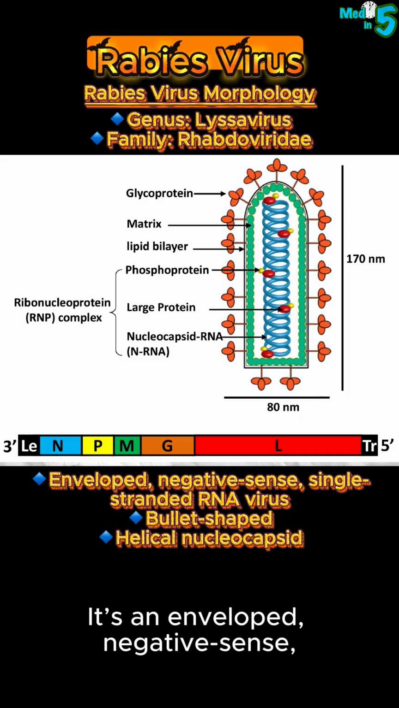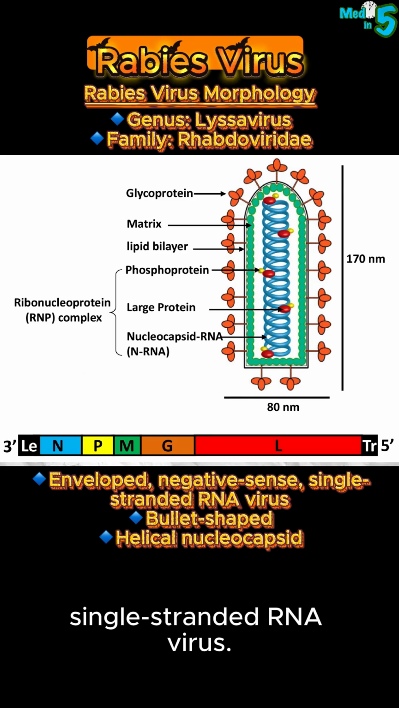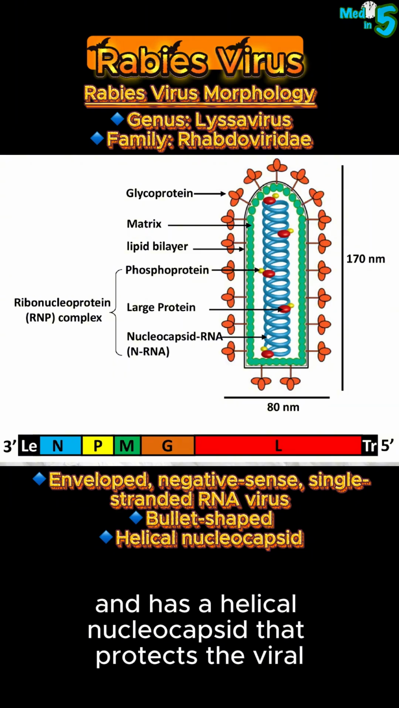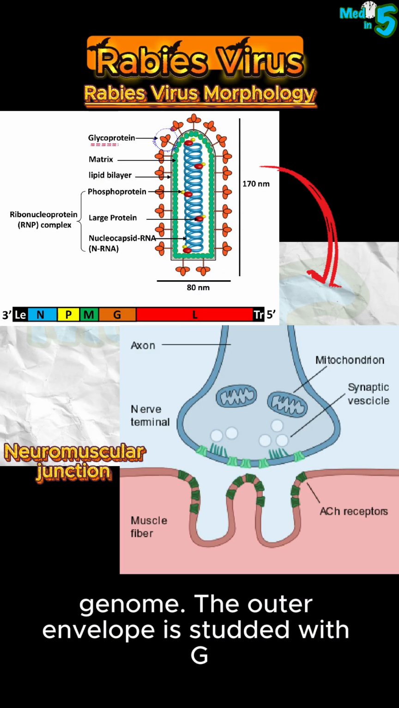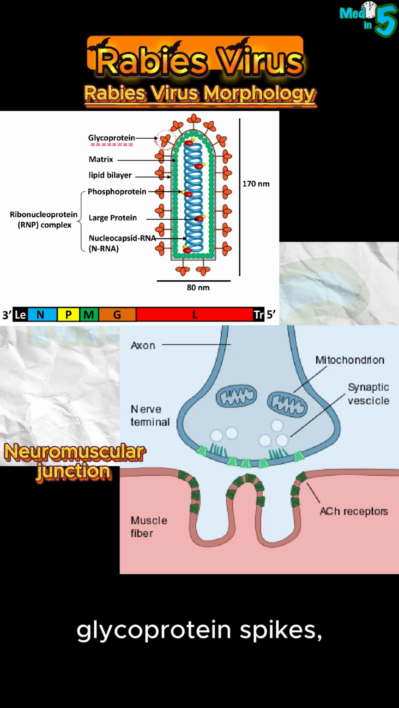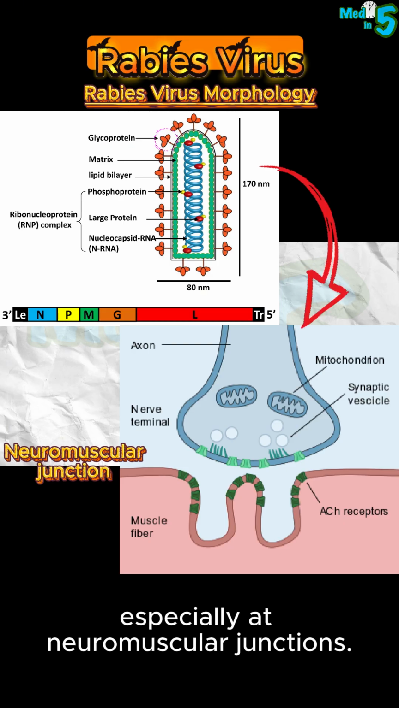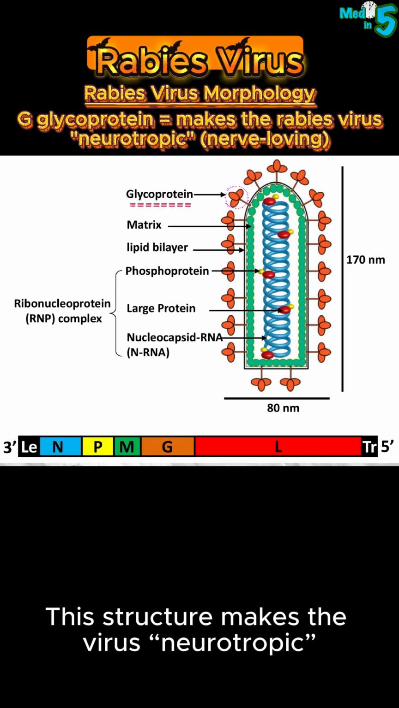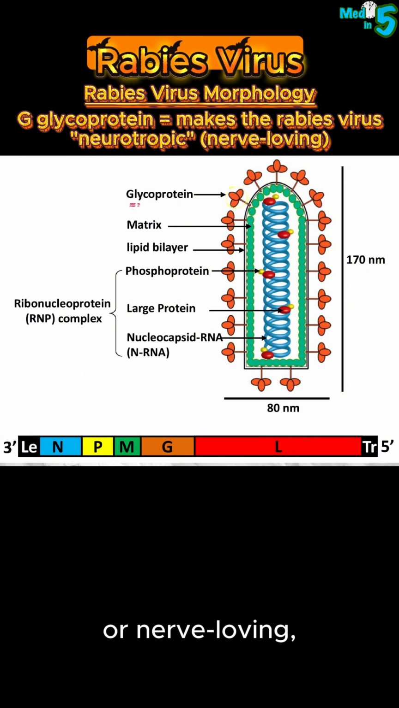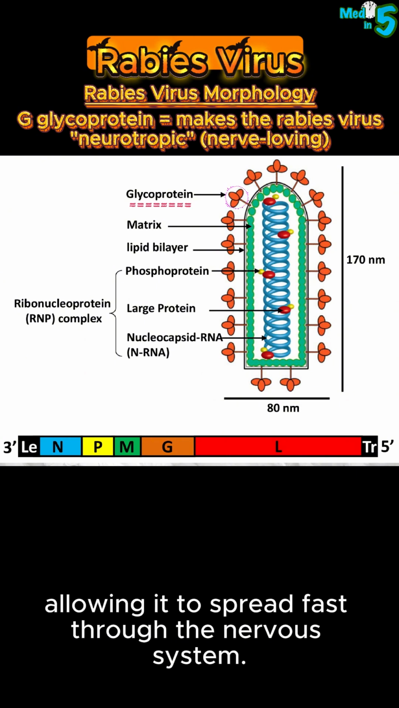It's an enveloped, negative sense, single-stranded RNA virus. The virion is bullet-shaped and has a helical nucleocapsid that protects the viral genome. The outer envelope is studded with G-glycoprotein spikes, which allow the virus to bind to host receptors, especially at neuromuscular junctions. This structure makes the virus neurotropic, or nerve-loving, allowing it to spread fast through the nervous system.